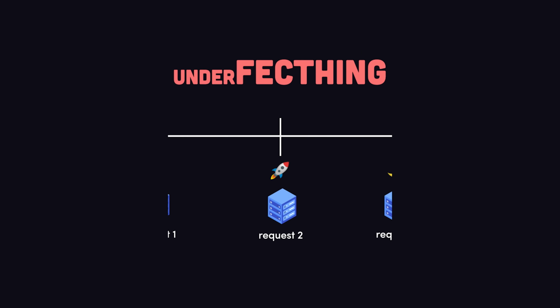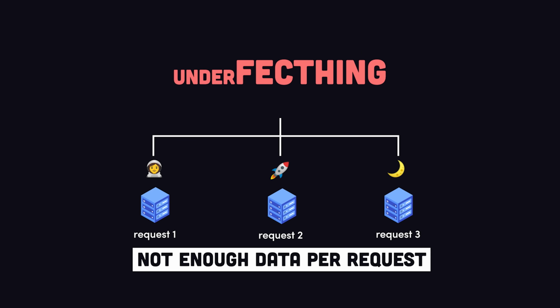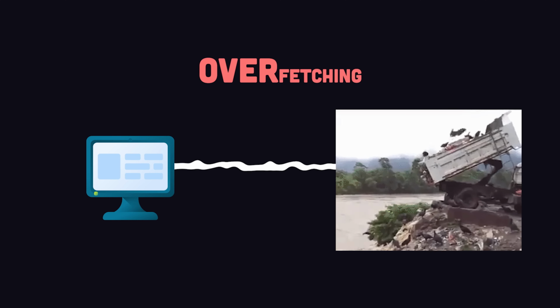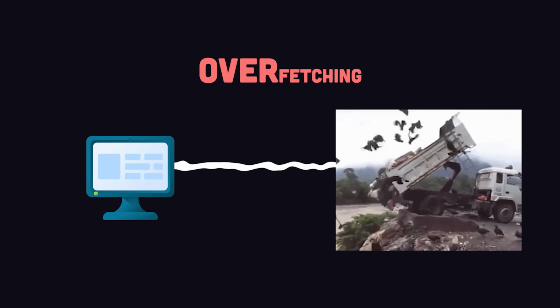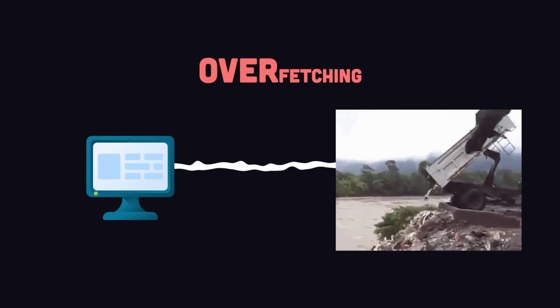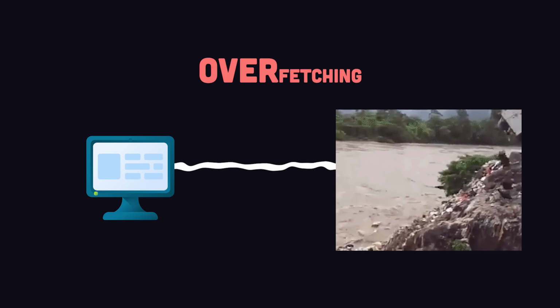We may need multiple entities at one time, in which case each request is underfetching the actual data we want. In other cases, we may only want a small subset of a data entity, in which case we need to overfetch from the API. And that, of course, is bad for the environment.